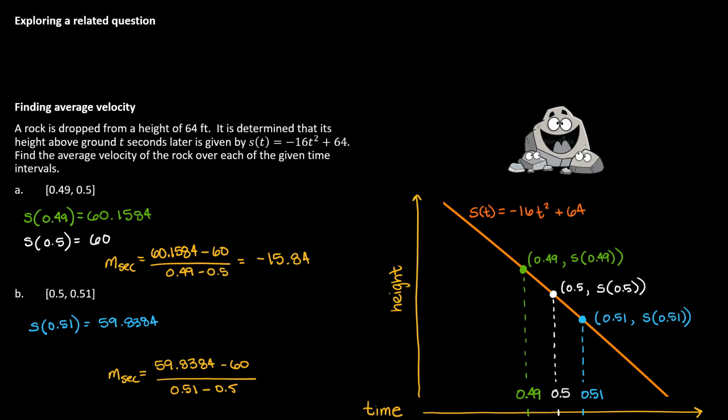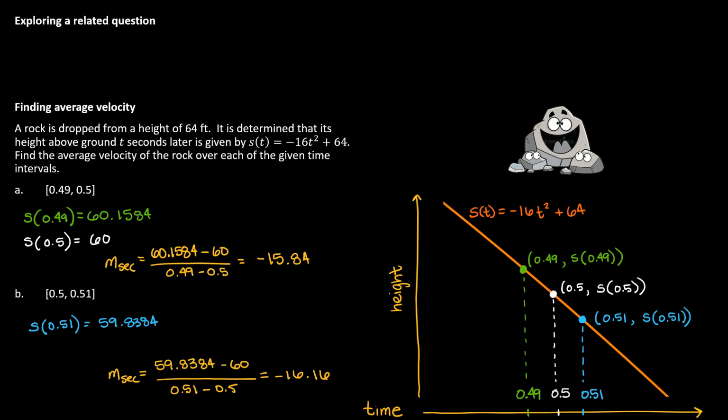And simplifying that secant slope, we're able to see that the rate of change is negative 16.16. This means the average velocity over the time interval 0.5 to 0.51 seconds, our rock is falling at 16.16 feet per second. Notice that that's a little bit faster than it was in the previous time interval. So as the rock is falling, it's speeding up. It's falling more quickly. It's accelerating.